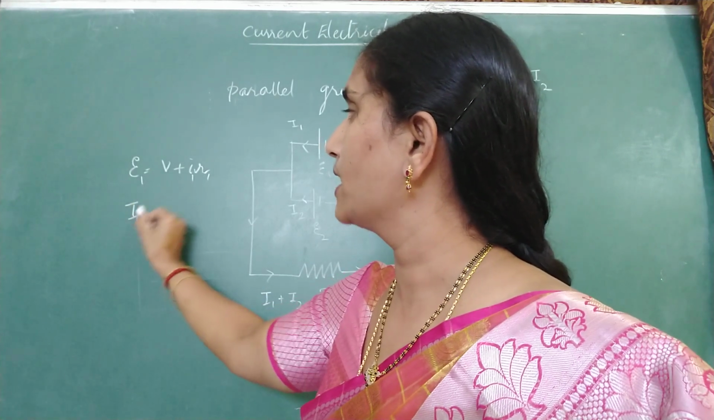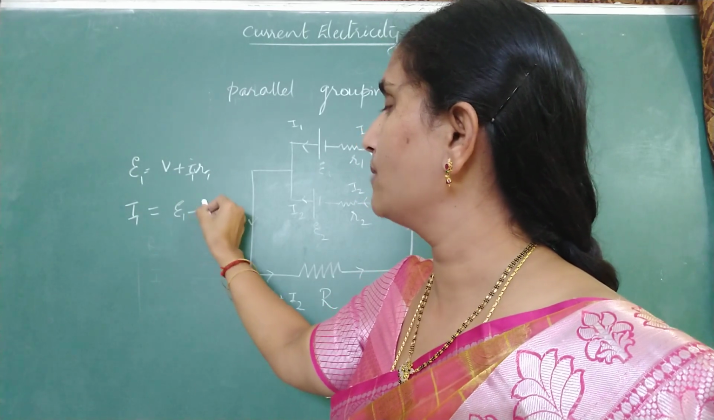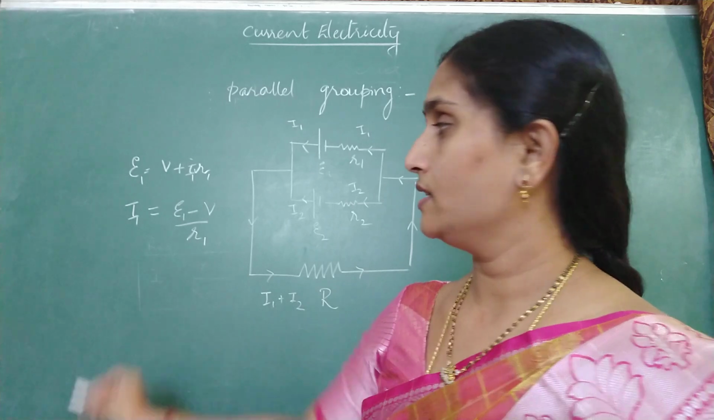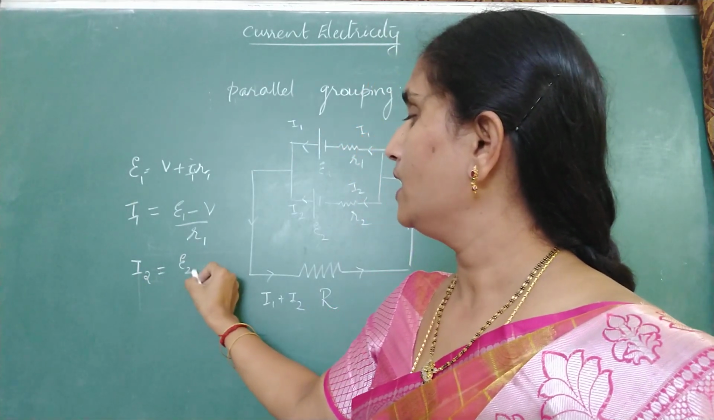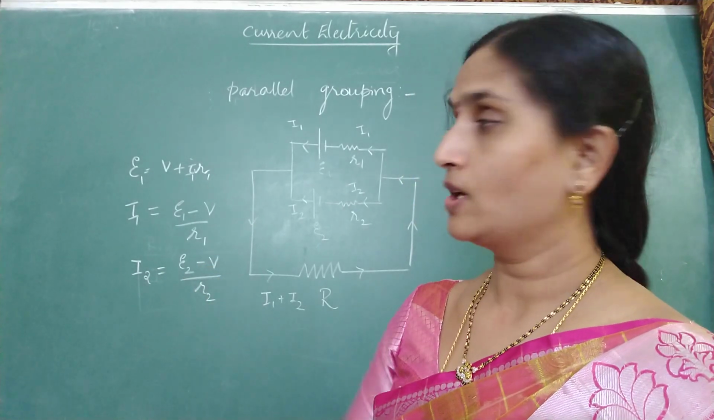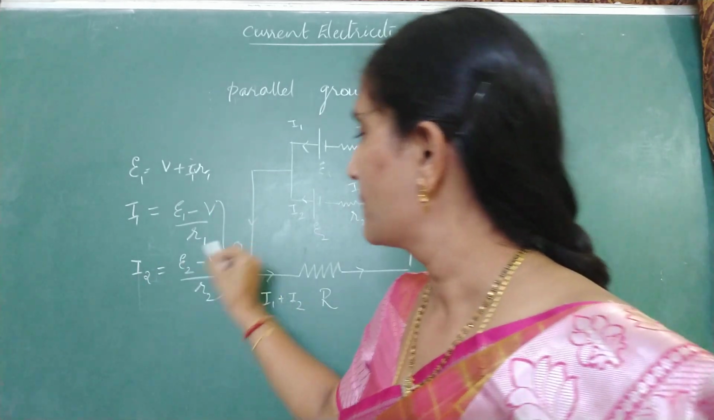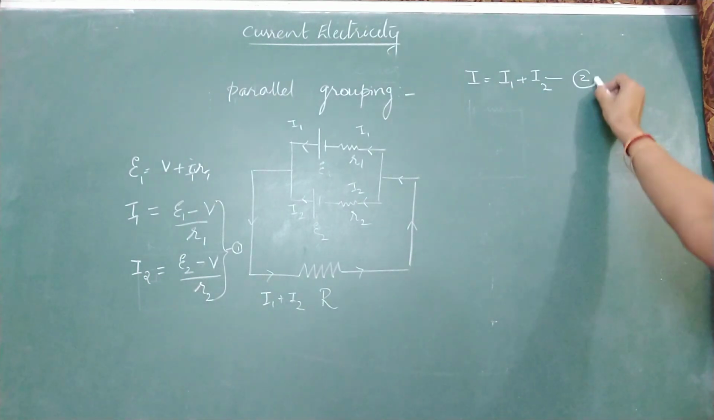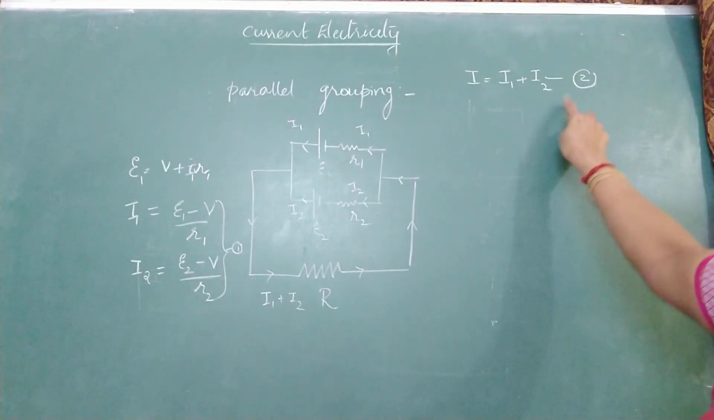If I write it as capital I1, I1 is equal to (E1 minus V) divided by R1. Similarly, what is the current produced by the second battery? I2 is (E2 minus V) divided by R2. Since I know I1 and I2, I'll call this equation 1. And the total current should be I1 plus I2. This is equation 2. Now substitute I1 and I2 from this into this relation.